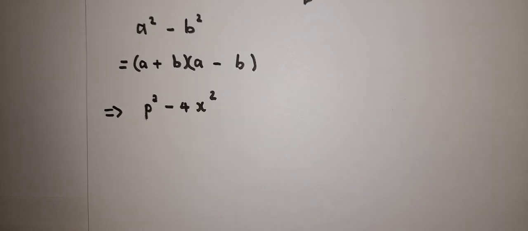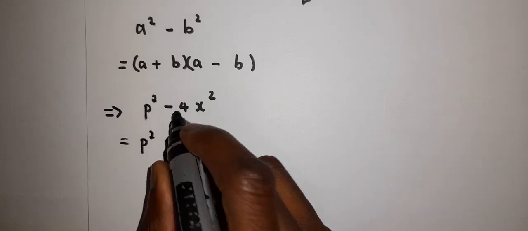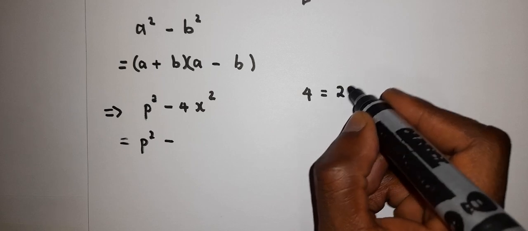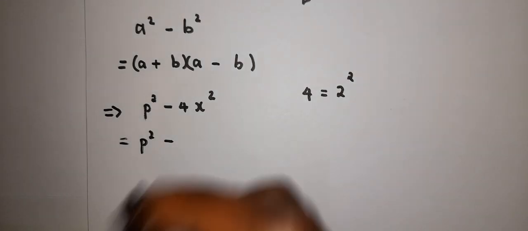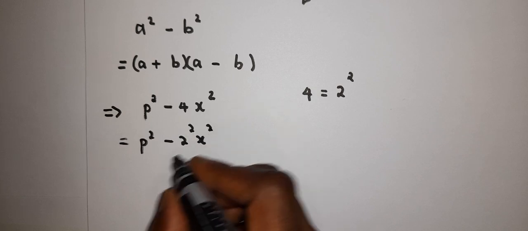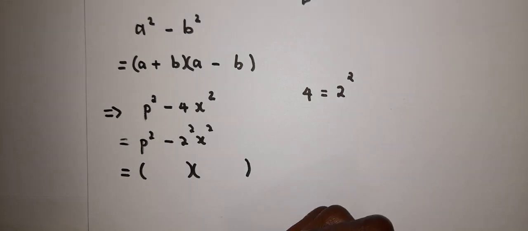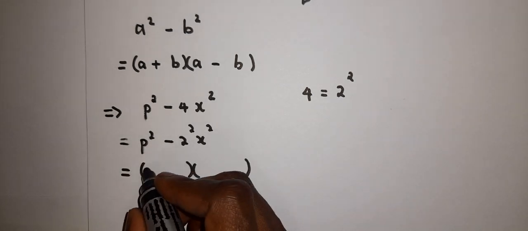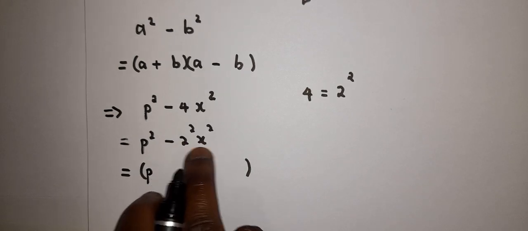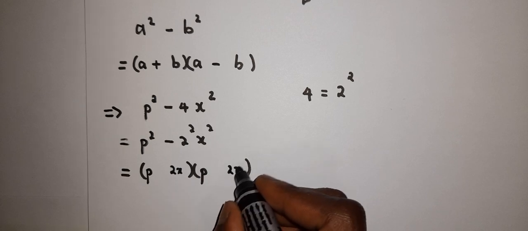Right, how one would do this, one can go to say we have p squared minus, and then you write 4. We all know that 4 as a square is 2 squared, so you can rewrite this 4 as 2 squared x squared. So all one needs is rewrite this into two brackets. Factors of p squared are p and p, then factors of these bases without the square, it's 2x and 2x.